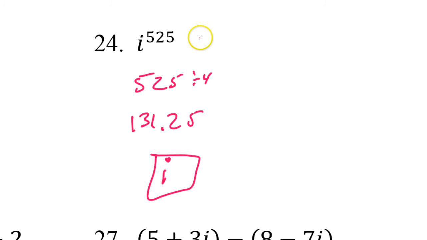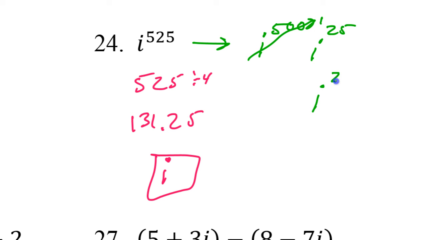Okay? One more time. If I was going to do this by the factor tree method, I would go, oh, well, this is the same thing as I to the 500 power, and then 25. Alright, that's a multiple of 4. That's gone. But 25 is 24 with 1 left over. 24 is gone, so that just leaves I.